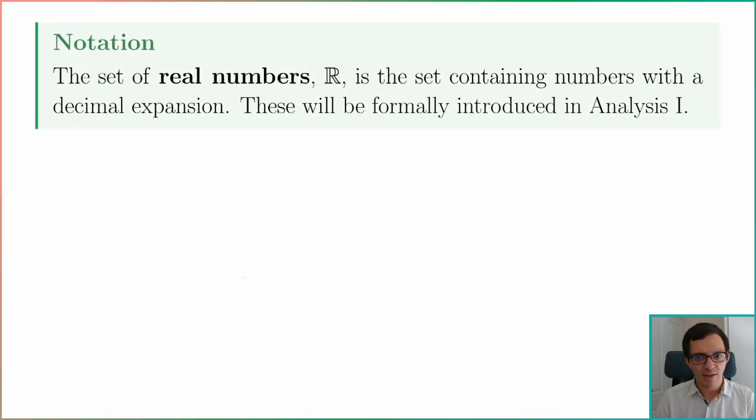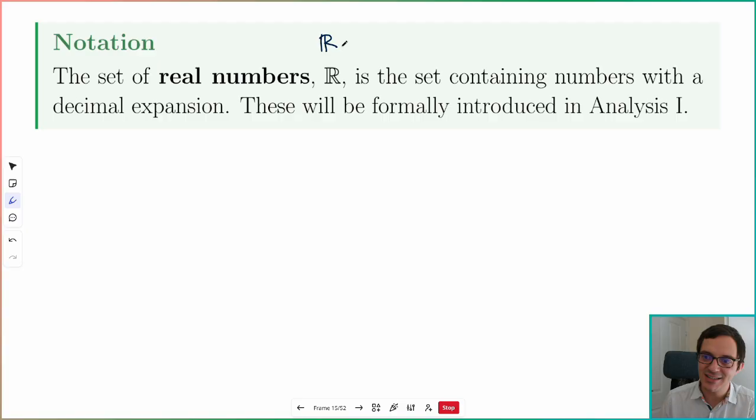Okay, so we also have the set of real numbers, which is written blackboard R, or sometimes I might write that like this, with an extra line on the left. That's the set of numbers with a decimal expansion, which I'm being quite vague about because these are going to be properly defined in the course Analysis 1, which is coming up very soon for prelim students at Oxford.